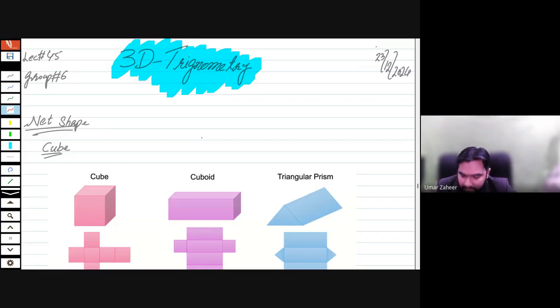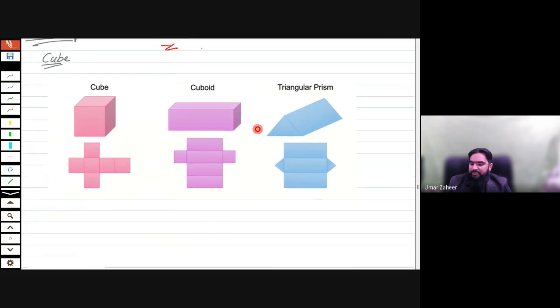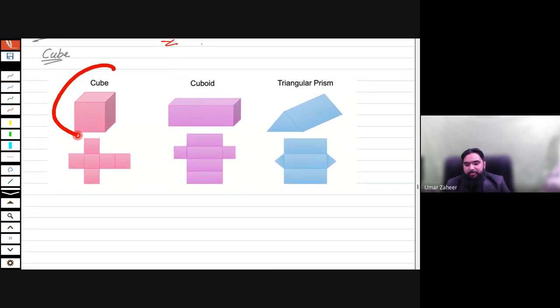Everyone, we are going to start 3D trigonometry. Before we go to the 3D trigonometry questions, we are just going to discuss a little bit about the 3D shapes. The first one is a cube.